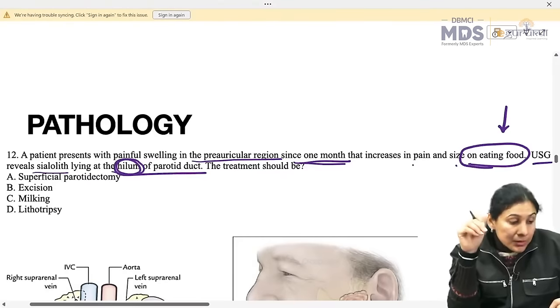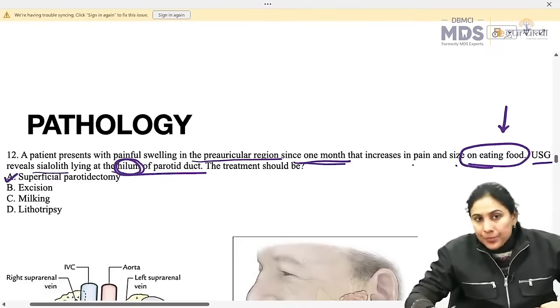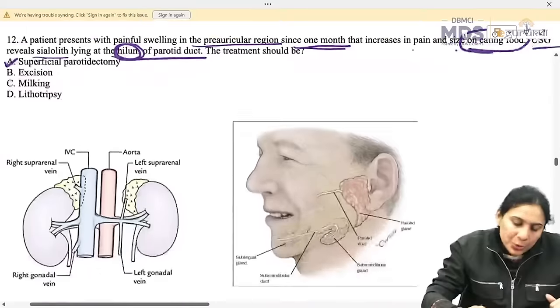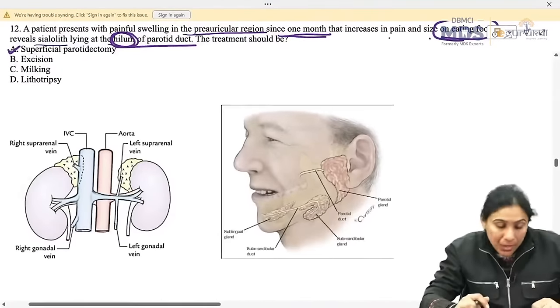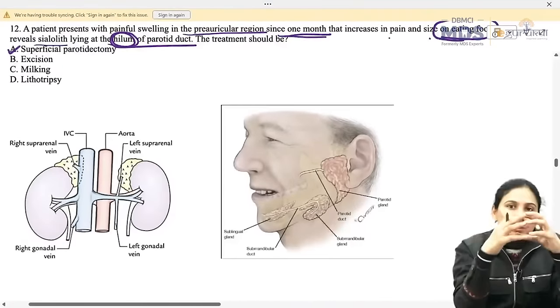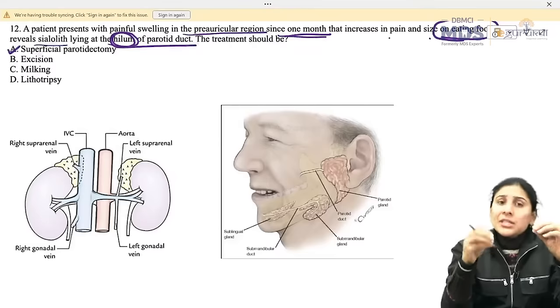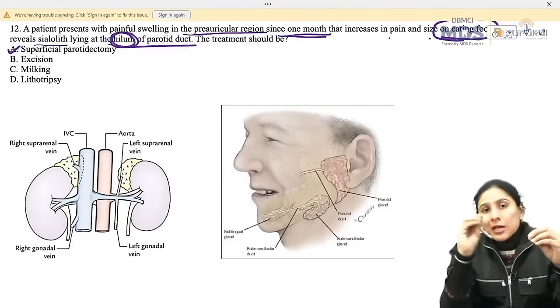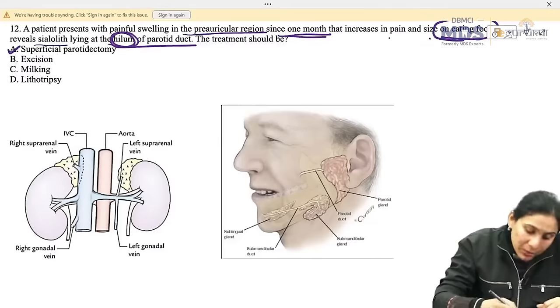Very good. Yes, the correct answer is superficial parotidectomy. Let me just quickly tell you what is hilum. Hilum is that point of any organ where major ducts and blood vessels leave or enter the organ. So suppose I'm talking about kidneys.